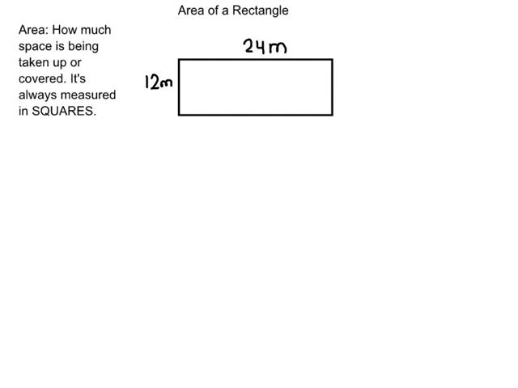you want. So in this case, we have a rectangle, and the length of the rectangle is 24 meters, and the width is 12 meters. So what we're going to do is figure out how many meters squared this rectangle takes up.